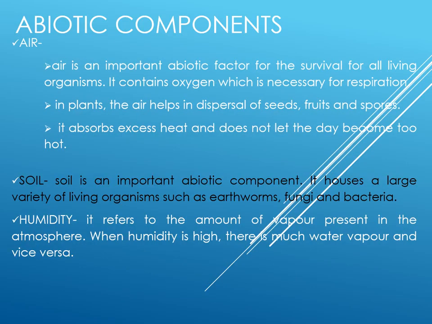Now let us discuss the remaining three abiotic components. The first one is the air. Air is an important abiotic factor for the survival of all living organisms because it contains oxygen which is necessary for respiration. In plants, the air helps in the dispersal of seeds, fruits and spores, and moreover, it absorbs excess heat and does not let the day become too hot.